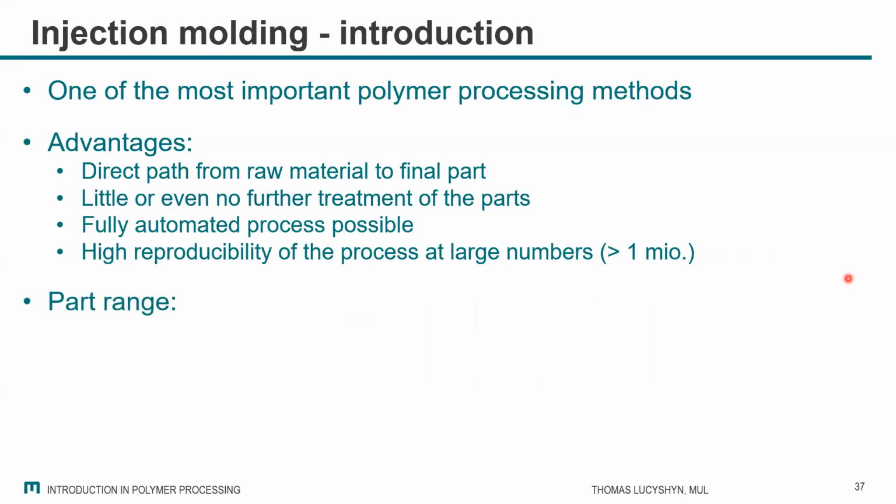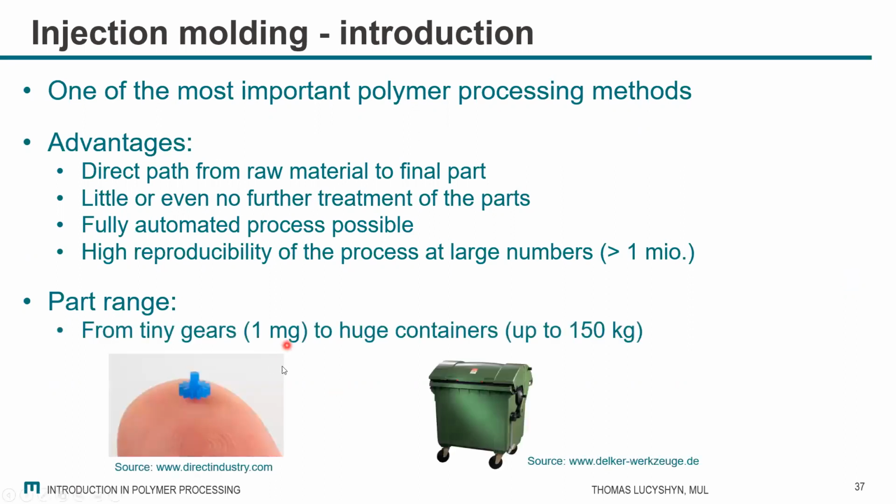The part range is very wide, so it can range from very tiny gears in the range of 1 milligram, like this small gear in comparison to a thumb, up to huge containers up to 150 kilograms. And of course, the size of the machines is then very different.